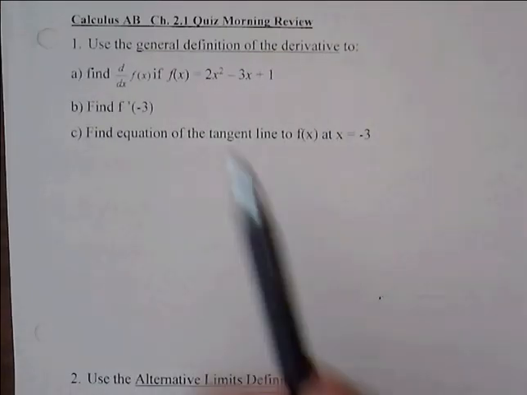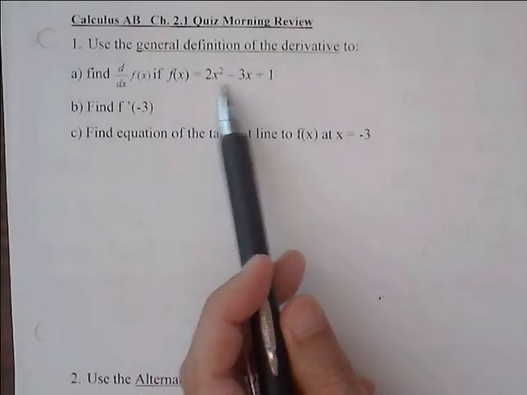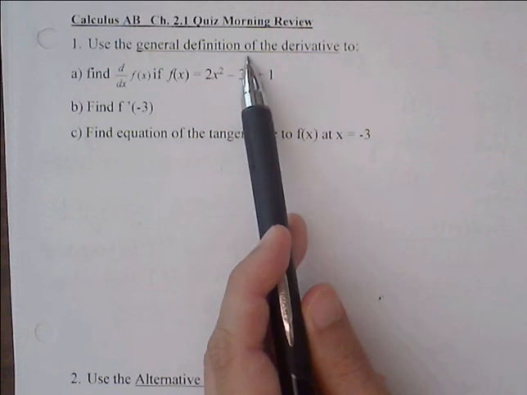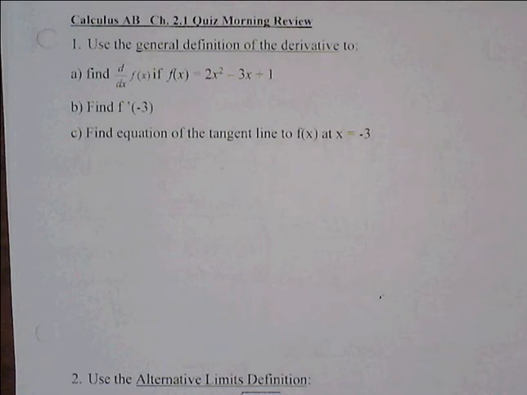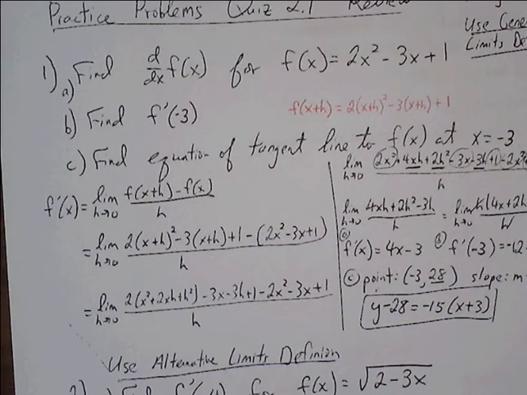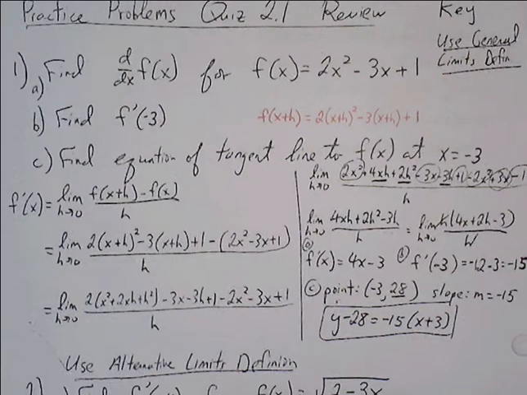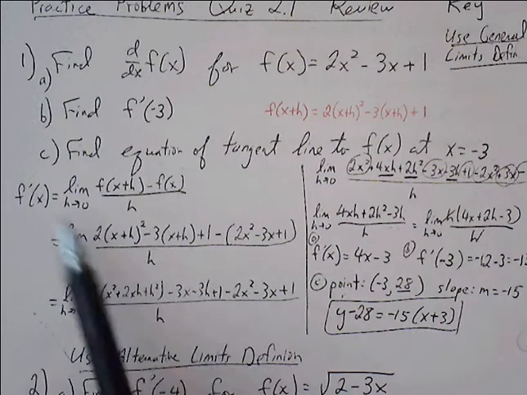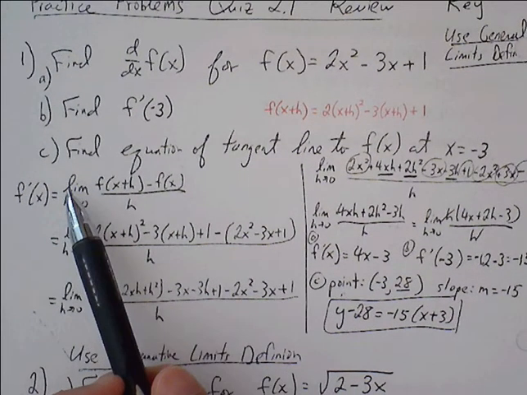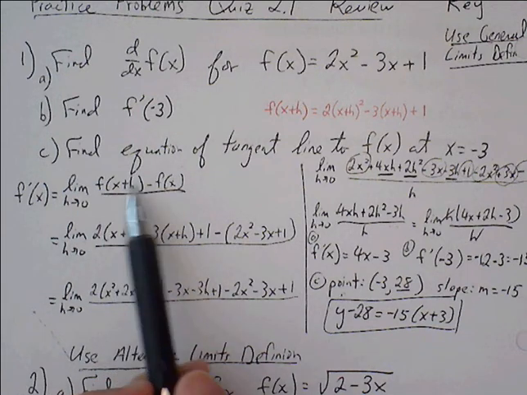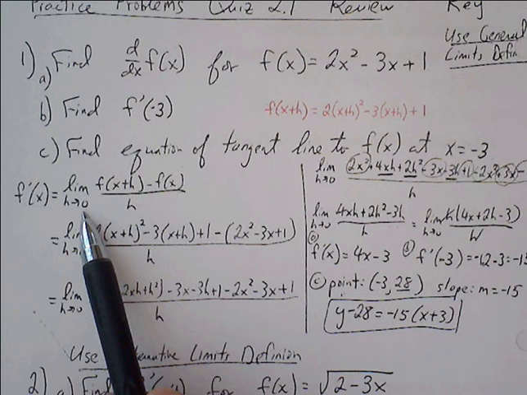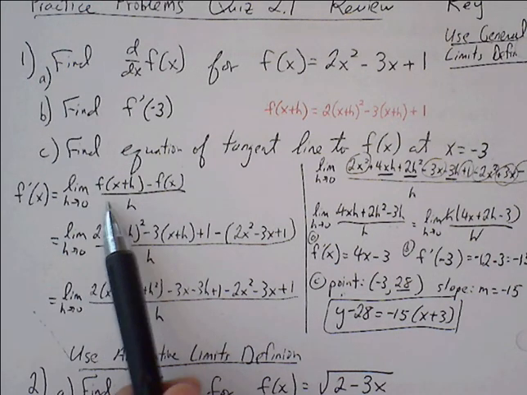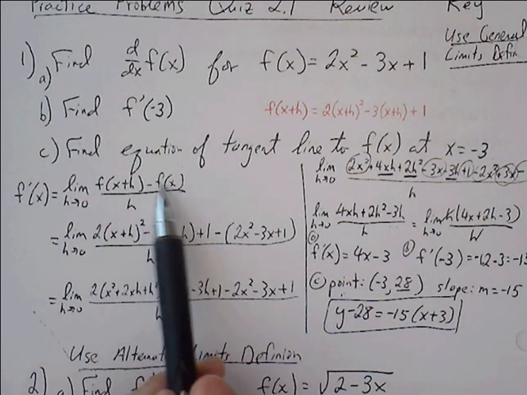For part A, it says find the derivative of the function, not using power rule, but using the general definition of a derivative. So let's go over that step by step. Here's the limit definition of a derivative. F prime is the limit of f of x plus h minus f of x all over h as h approaches 0. So we need to make a couple of substitutions.